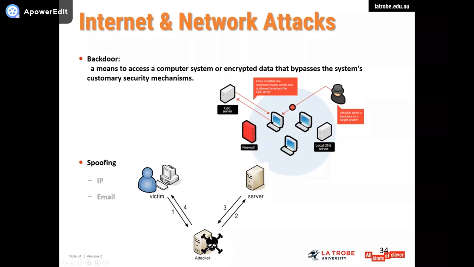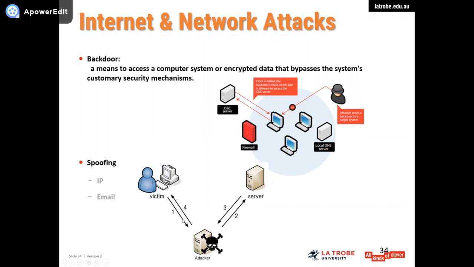So we can do both IP spoofing or email spoofing. With IP spoofing, all the traffic from the victim to the server will go through the attacker. With email spoofing, if the victim wants to send an email to the server, they actually send this email request to the attacker. The attacker will forward these requests to the email server, and then the attacker has full access to the victim's email.